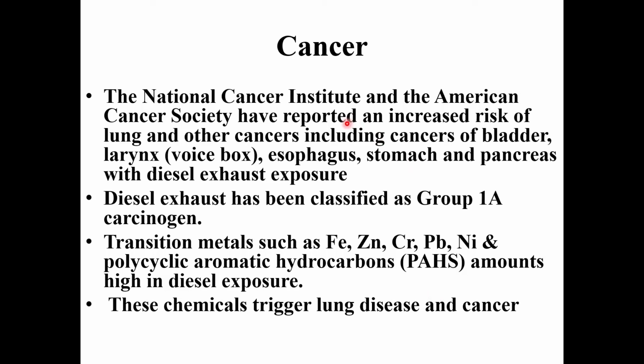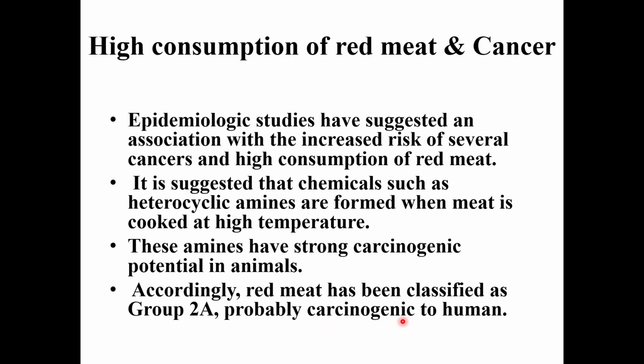Then cancer. The National Cancer Institute and the American Cancer Society have reported an increased risk of lung and other cancers, including cancers of the bladder, larynx, esophagus, stomach, and pancreas, with diesel exhaust exposure. So, diesel exhaust has been classified as a Group 1 carcinogen. Transition metals such as iron, zinc, chromium, lead, nickel, and polycyclic aromatic hydrocarbons are found in high amounts in diesel exhaust. So, all these chemicals trigger lung disease and cancer.